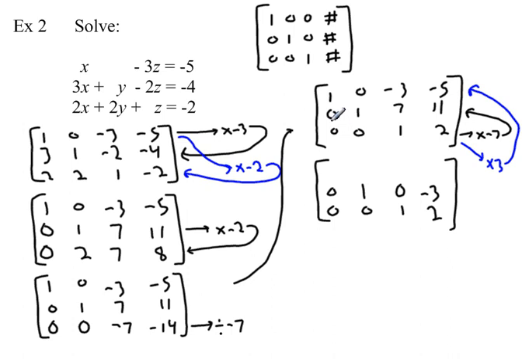Okay, 0 plus 1 is 1. 0 plus 0 is 0. 1 times 3 is 3, plus negative 3 is 0. And 2 times 3 is 6, plus negative 5 is 1. Okay, check it out. We've achieved our goal. We've got 1s across the diagonal, 0s in these other spots. These numbers down the last column are our solutions. So now 1 is the solution for x, negative 3 is y, and 2 is the solution for z.